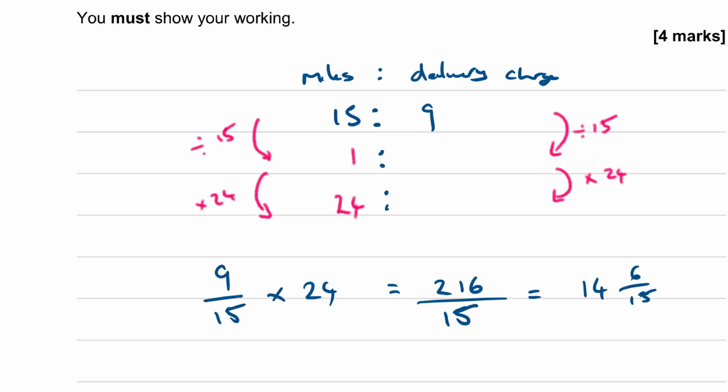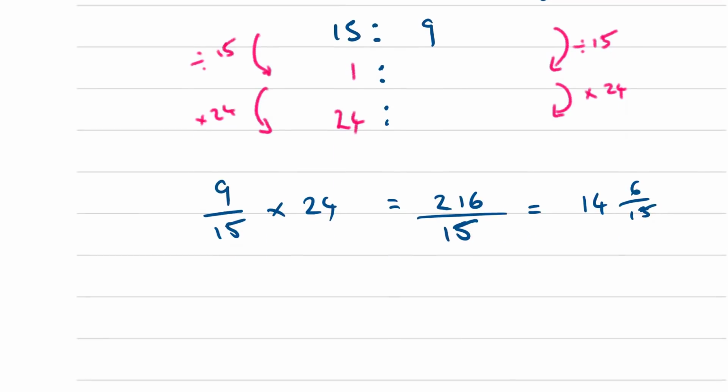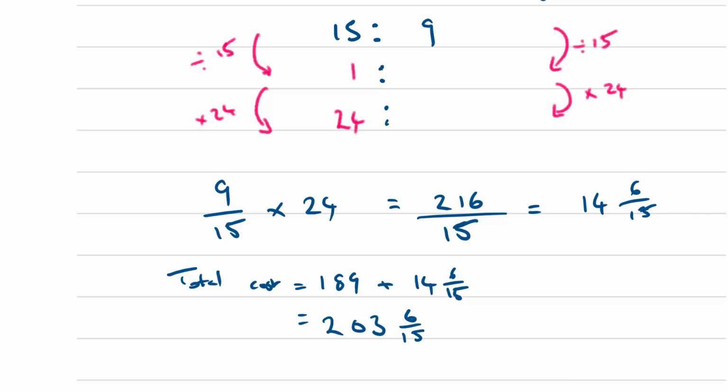Now, if you remember, we were trying to work out the total cost and seeing if it was going to be more than £200. Now, the item costs £189. So the total cost is going to be our £189 plus our delivery cost of 14 and 6/15, which you can clearly see is going to be more than 200. It's going to be 203 and 6/15, which is more than 200.